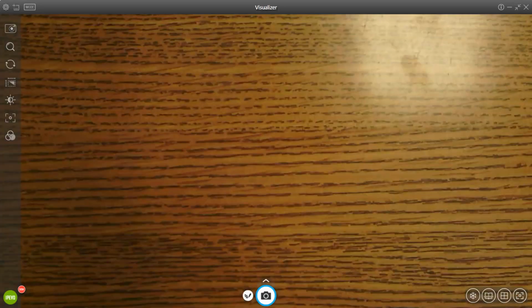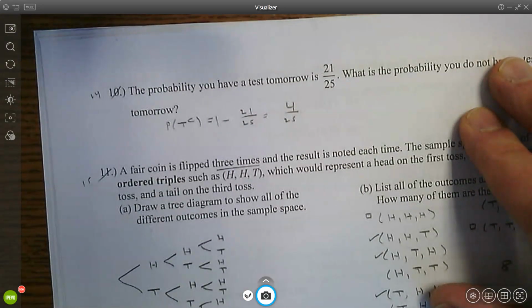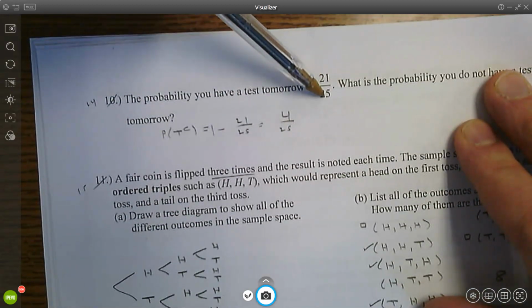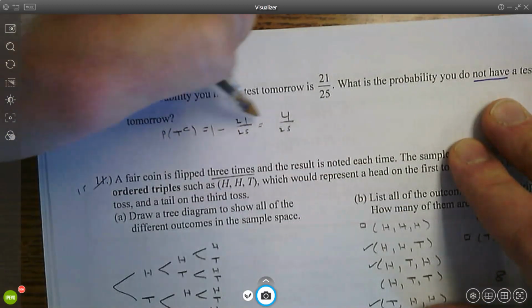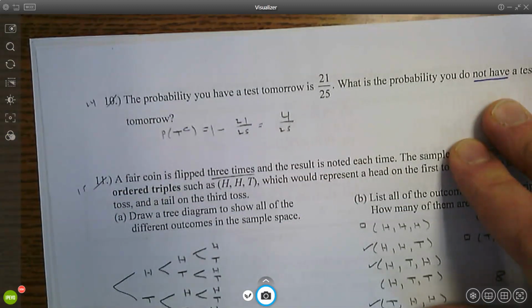And then on the next page, question 14. Probability of a test tomorrow is 21 divided by 25. Probability you don't have a test, 1 minus that, or 4 divided by 25. So that covers the idea of the complement. In the last video, I will talk about tree diagrams, and that will finish up the lesson.